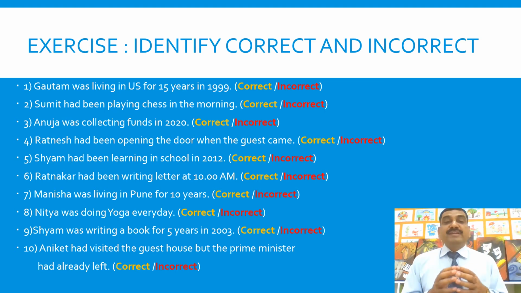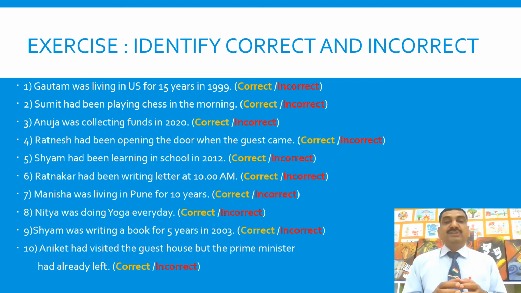Ratnesh had been opening the door when the guest came. Now opening the door is a short action. It takes a fraction of a moment. So it's an action that was continued for a short span of time at a particular moment in the past. So it should be continuous past, was opening.